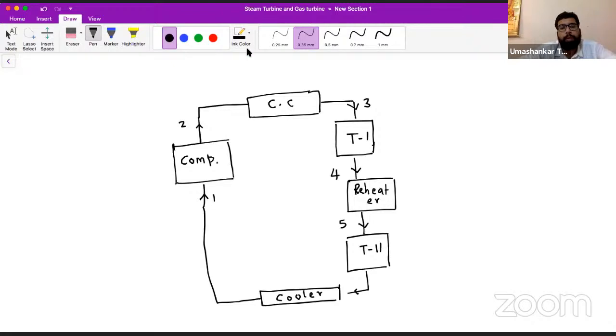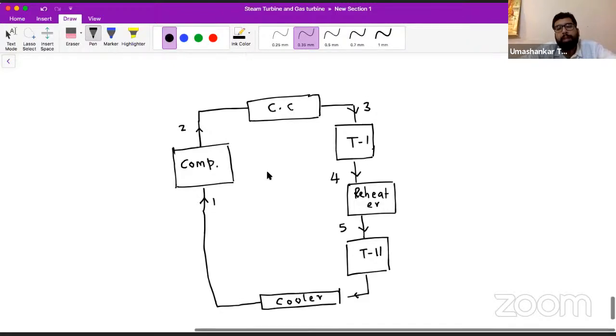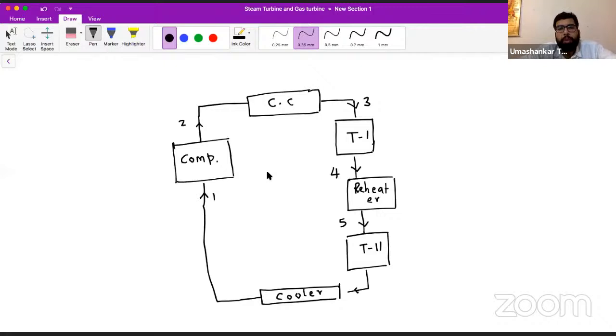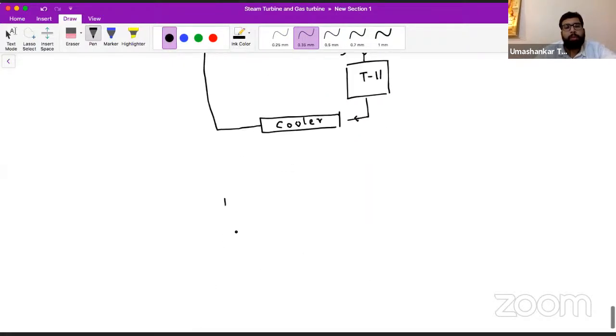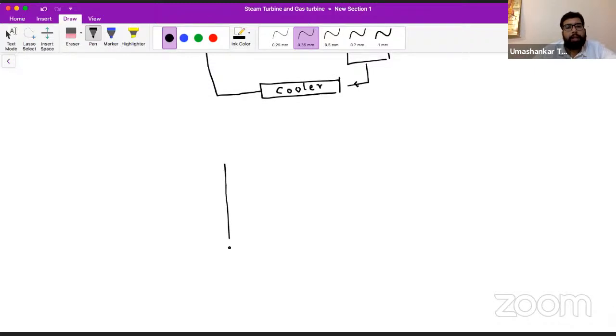Got my point or not? In intercooling, we were compressing our air in two stages. Here, we are expanding our air in two stages. So let us quickly make the TS diagram. I hope the students who are live can respond to me. Is the arrangement of the reheat cycle clear to you or not?